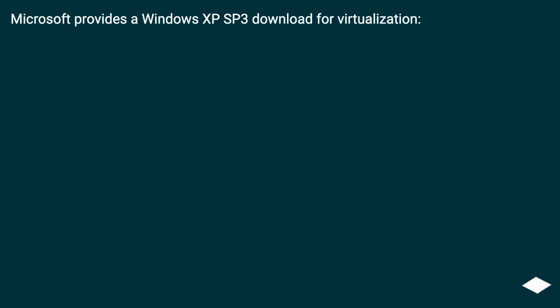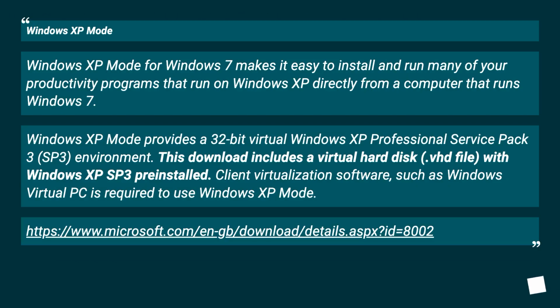Microsoft provides a Windows XP SP3 download for virtualization. Windows XP Mode. Windows XP Mode for Windows 7 makes it easy to install and run many of your productivity programs that run on Windows XP directly from a computer that runs Windows 7. Windows XP Mode provides a 32-bit virtual Windows XP Professional Service Pack 3, SP3, environment.